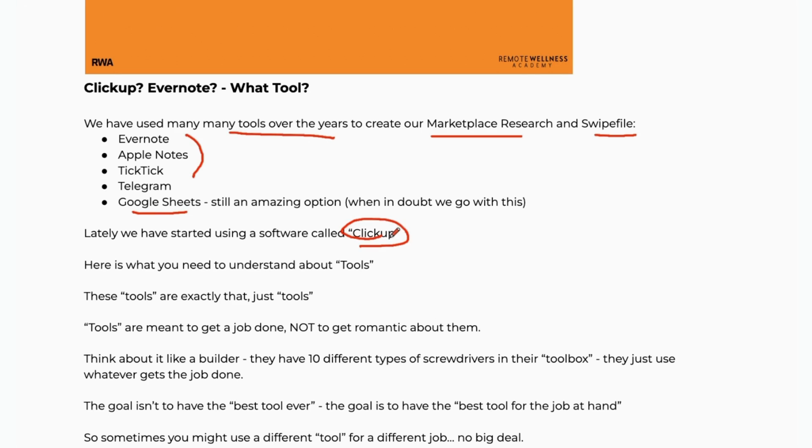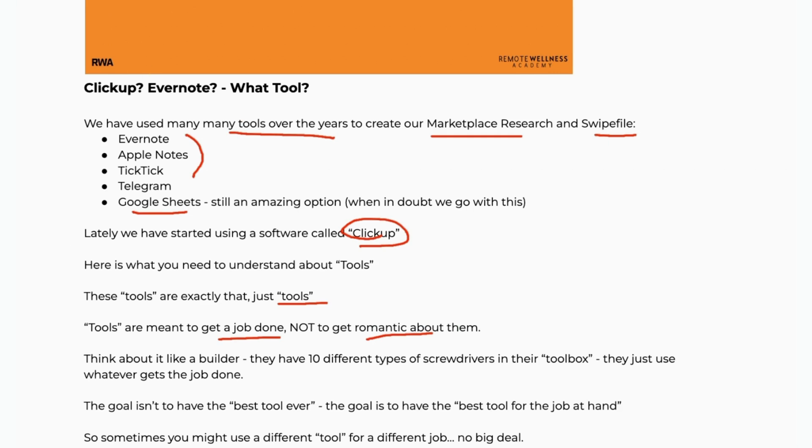is that tools are exactly that. They are just tools, okay? And tools are meant to actually get the job done. Tools are not meant to be romanticized about. They're not meant to be romantic with or about tools, okay? Get romantic with your partner. Don't get romantic with tools, okay?